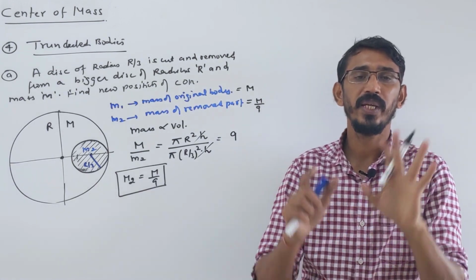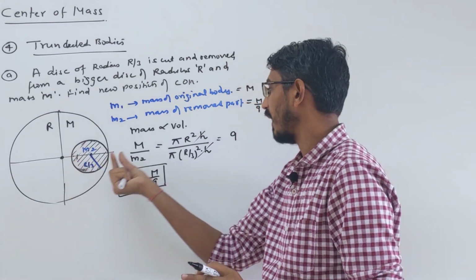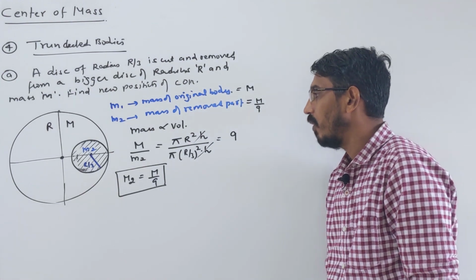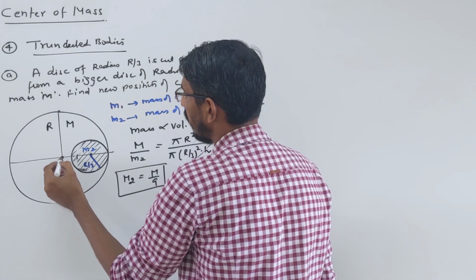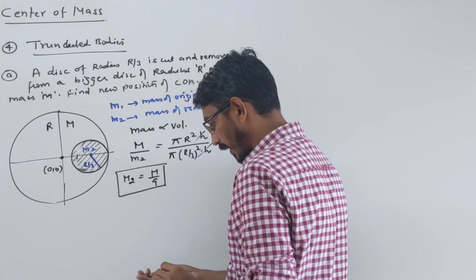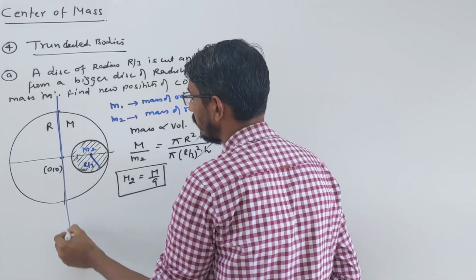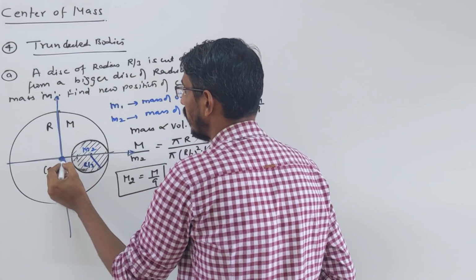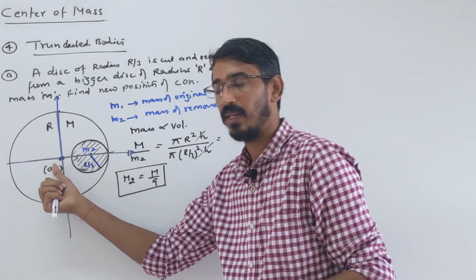m1 is the mass of the big disk, which is given as m, and m2 is the mass of the removed part, which we calculated using the mass and volume concept. We found m by 9. Now we have to locate the individual centers of mass. The center of mass of the complete body is here only, at 0, 0. We choose the coordinate system here itself, like this. So the center of mass of the complete disk is located here at the center, at the origin.